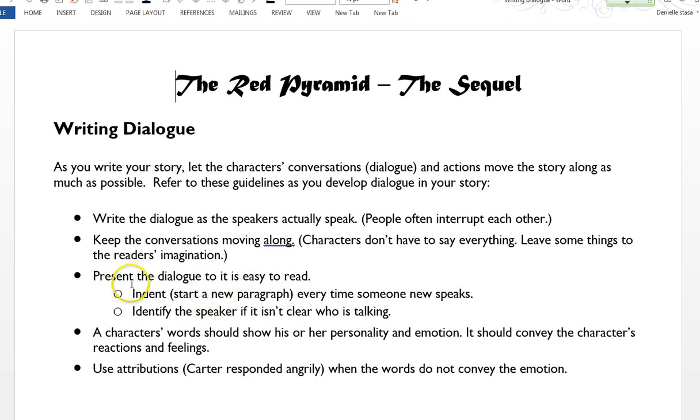And we always indent every time someone new speaks. You start a new paragraph because that tells us that the speaker is changing. So we don't always have to identify Carter said, Sadie said, Carter said, I said. You do still do those attributions. We do still identify who the speaker is if there's more than one person present, or if there was some description in there as well, just to keep it clear who's speaking.